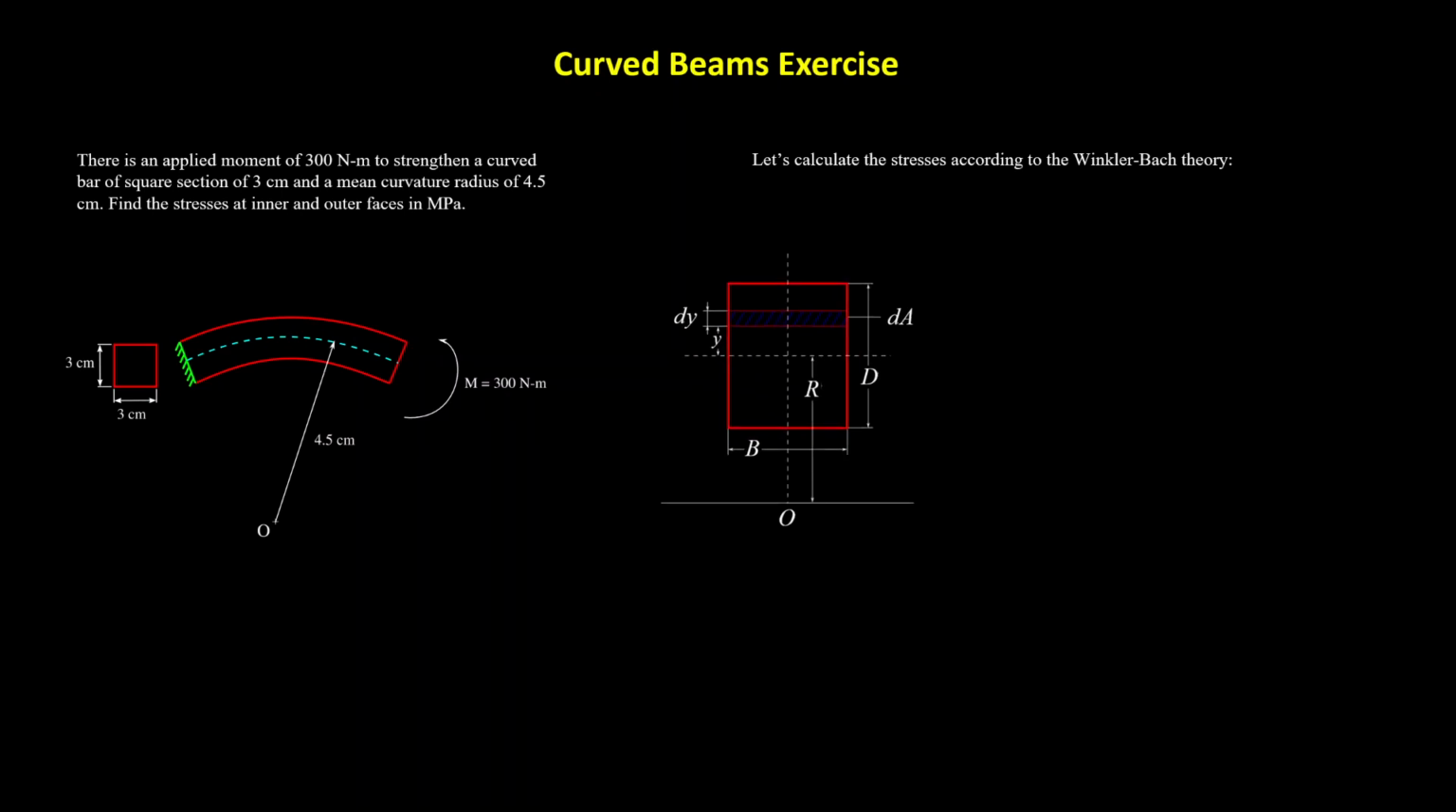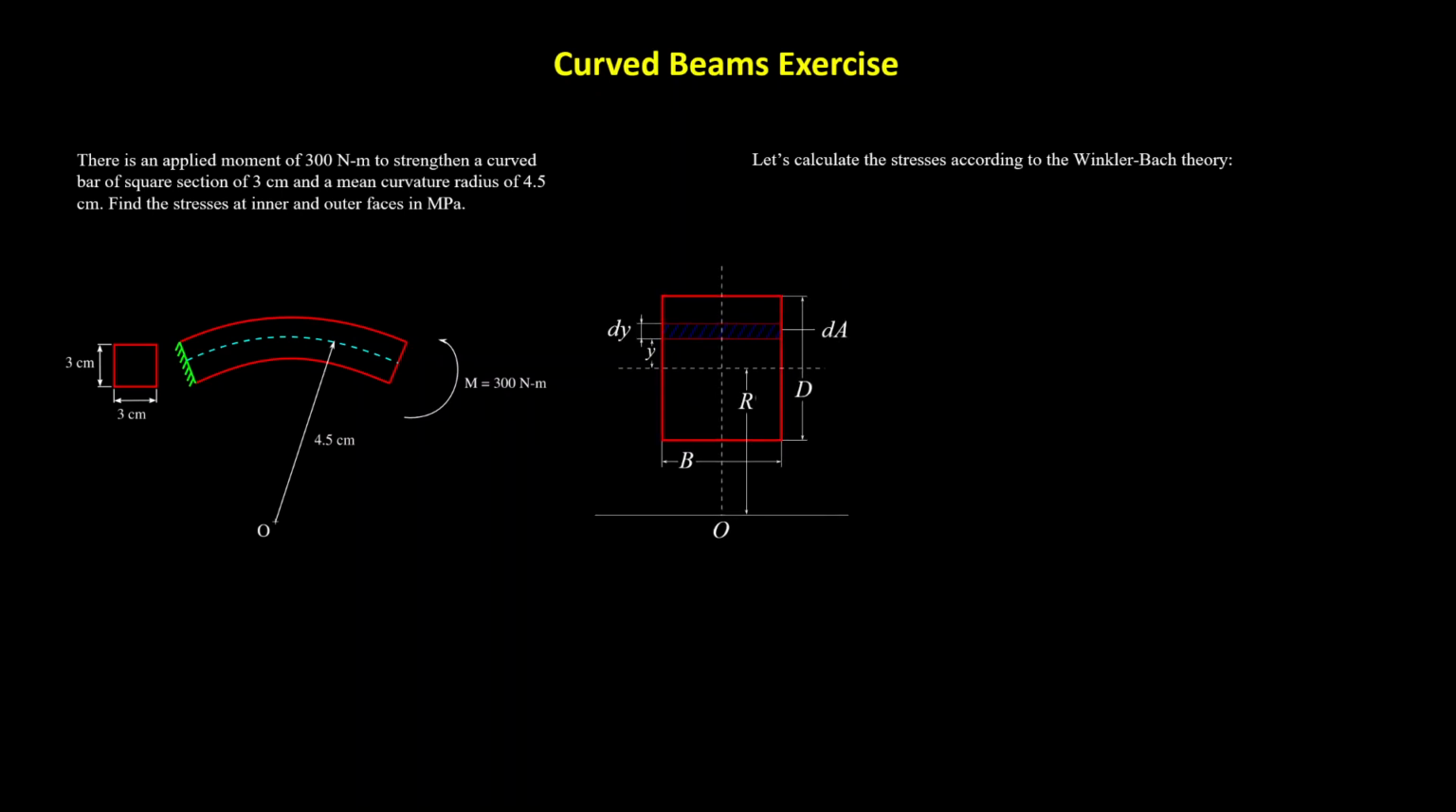In this case, for this section, we need to make sure that we have all this data. We need the length of each one of these sides of the beam, which we have because we are given the square section of 3 centimeters. So D and B are each 3 centimeters. We know the radius of curvature, and dA and dy are just a representation of what was given in the lecture notes.